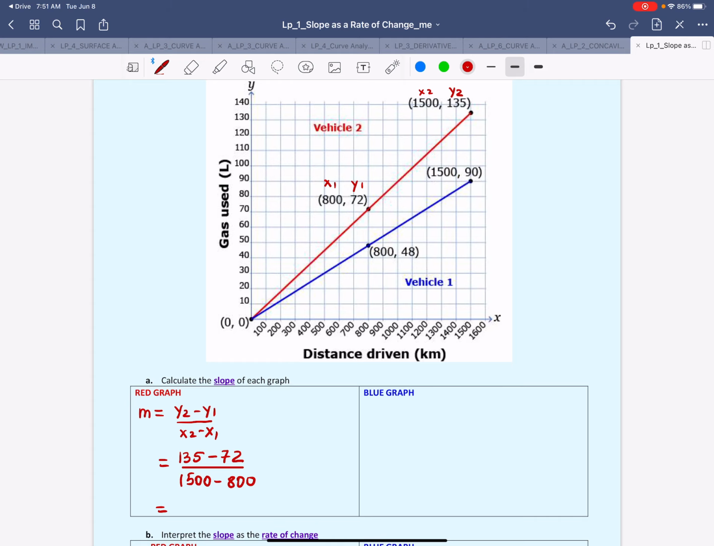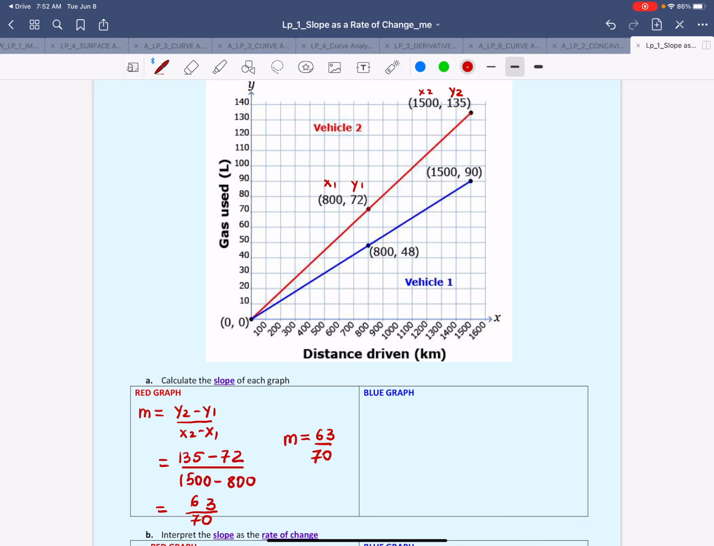So here we go again. We'll have in here 5 minus 2, 3, and 13 minus 7, 6. And 1500 minus 800 is 70. So we'll say that the slope of the red graph is 63 over 70.